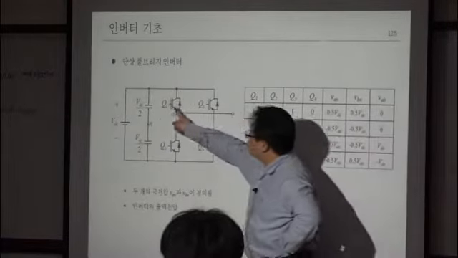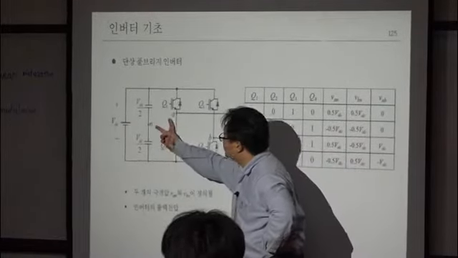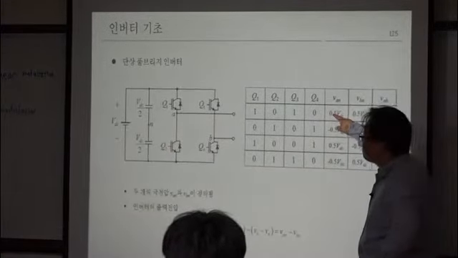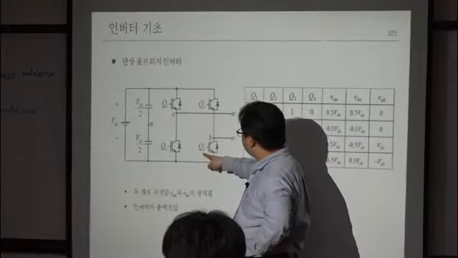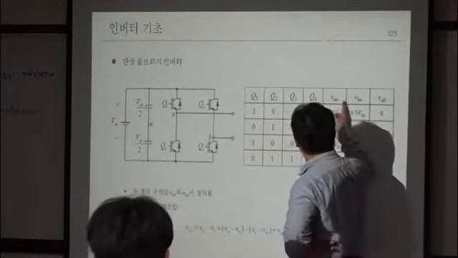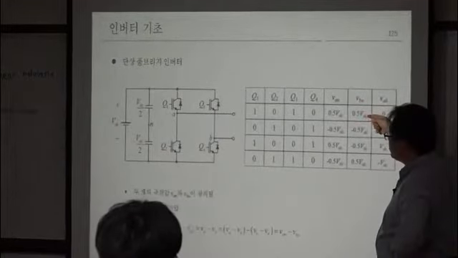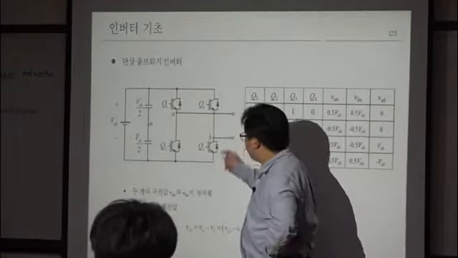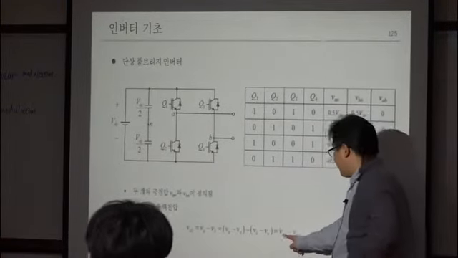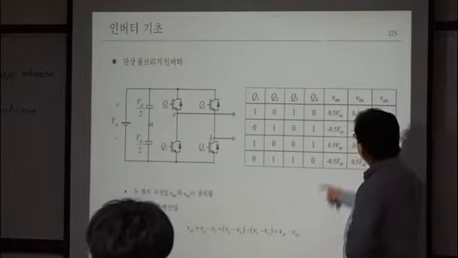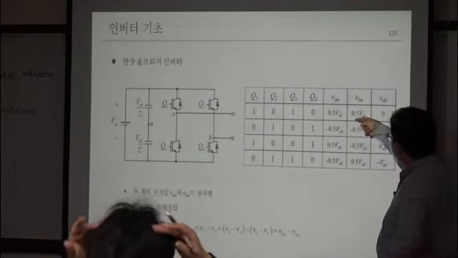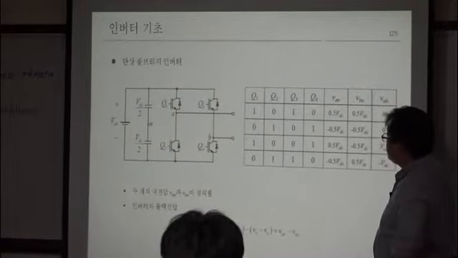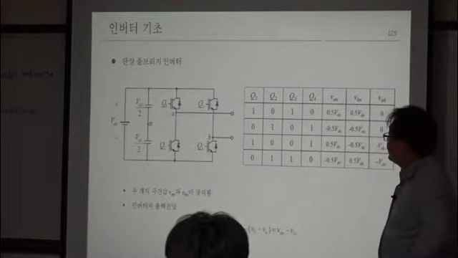Here, your Q1 is 1, Q2 is 0. Then your VAN is what? VDC over 2, right? And your Q3 is 1, Q4 is 0. Then your VBN is what also? VDC over 2. Since your output voltage VAB can be written as VAN minus VBN, right? Then 0.5 VDC minus 0.5 VDC is what? 0. So zero voltage is applied to your load.